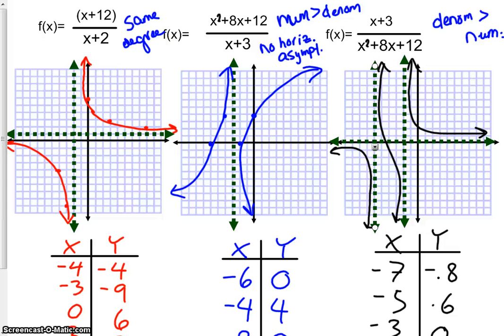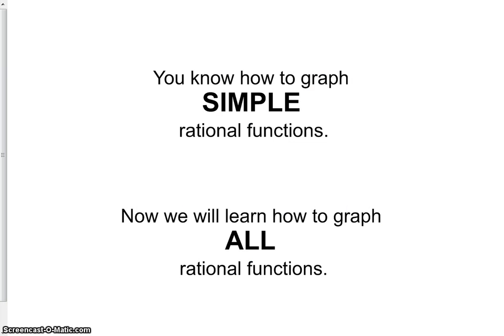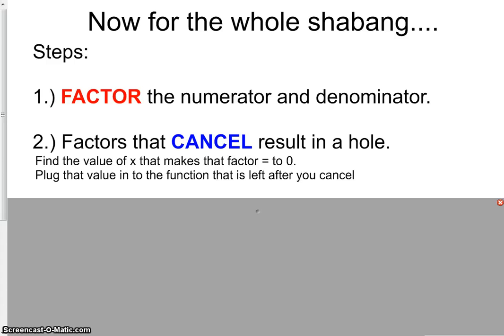Either they're the same degree, both of them are to the first power, second power, third power. Or the numerator is higher, and then there's no horizontal asymptote. Or the denominator is higher, and then the horizontal asymptote automatically is 0. Okay? So now we're going to go here and talk about the whole process.